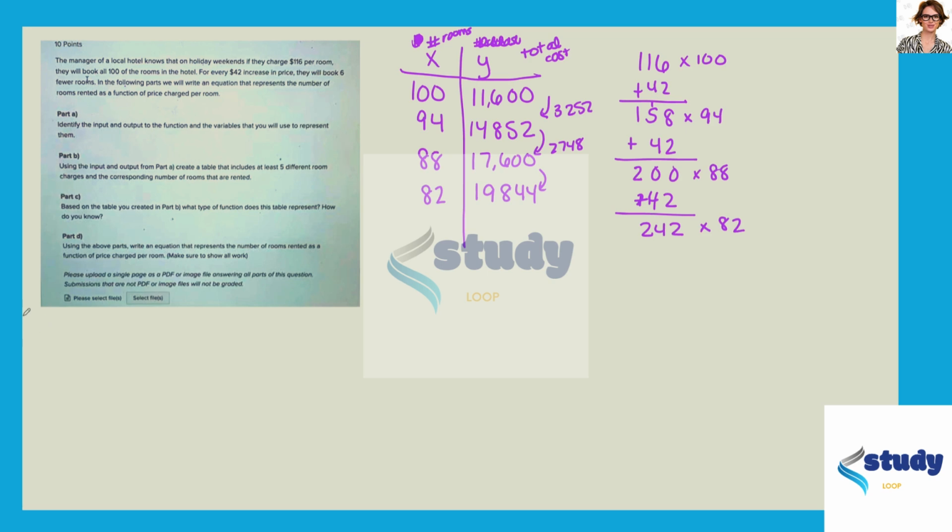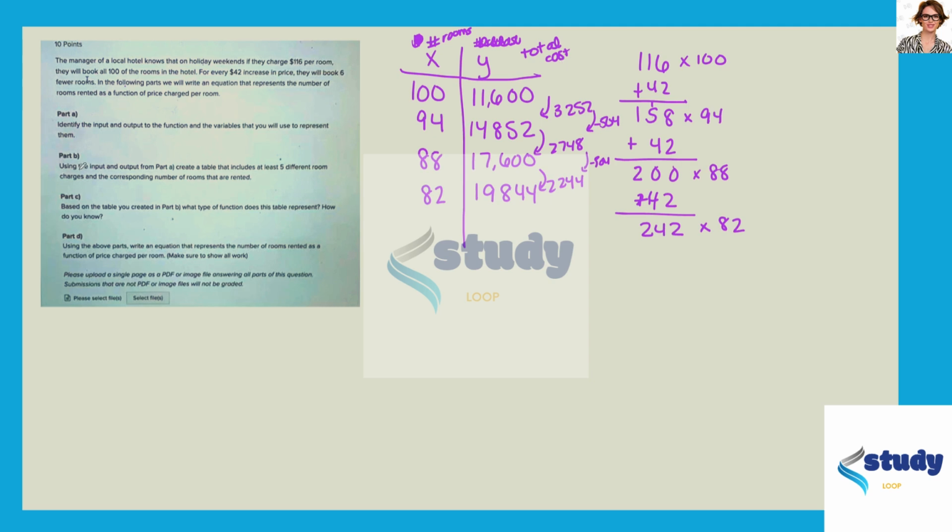And then 19,844 minus 17,600, and that's 2,244. And then let me see, 3,252 minus 2,748 is 504, and then 2,244 minus 2,748 is minus 504. Okay, so X is going to be number of rooms and Y is going to be total cost.